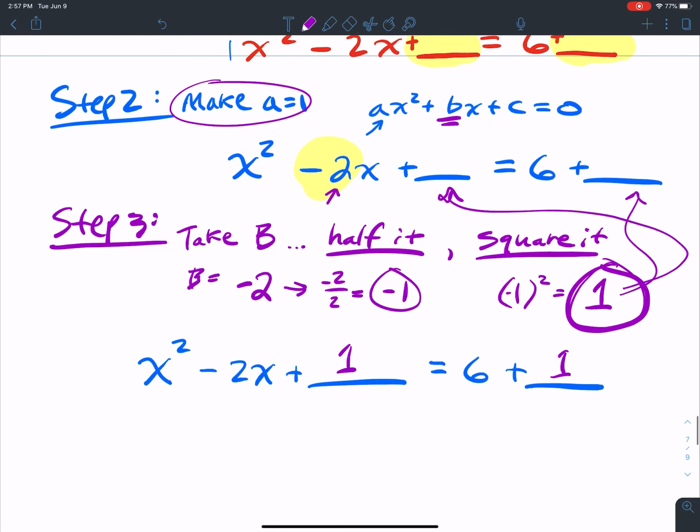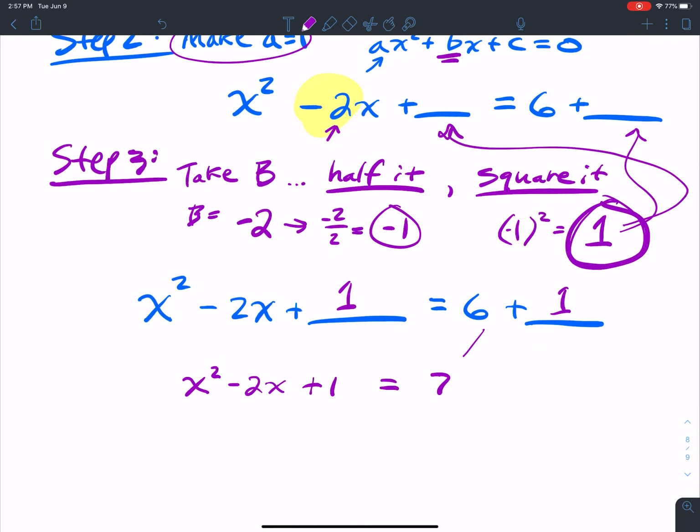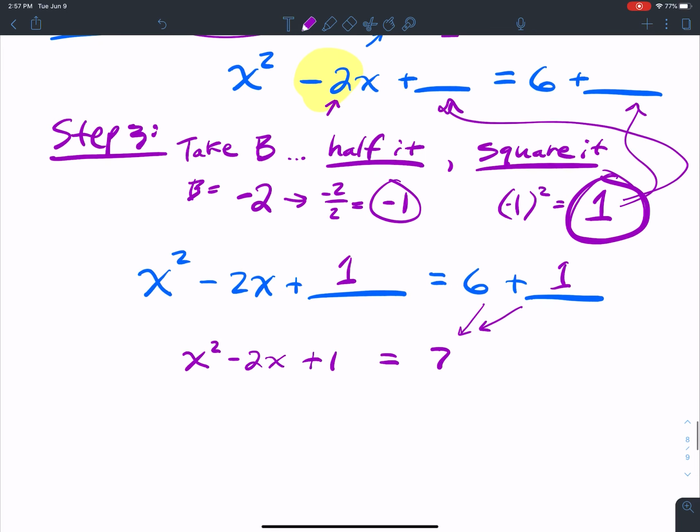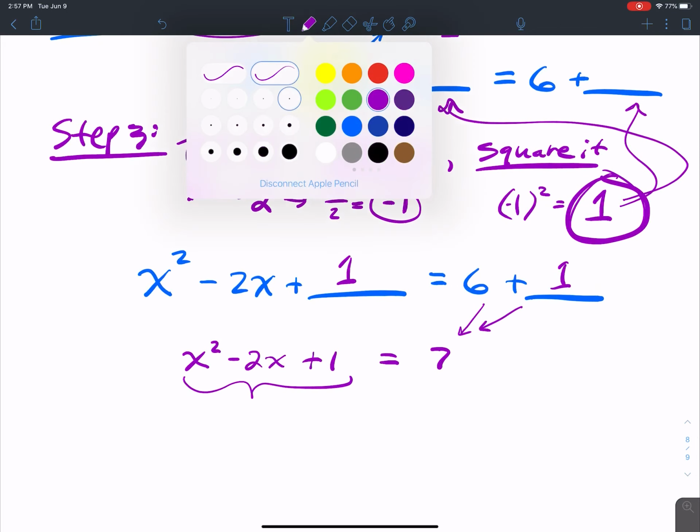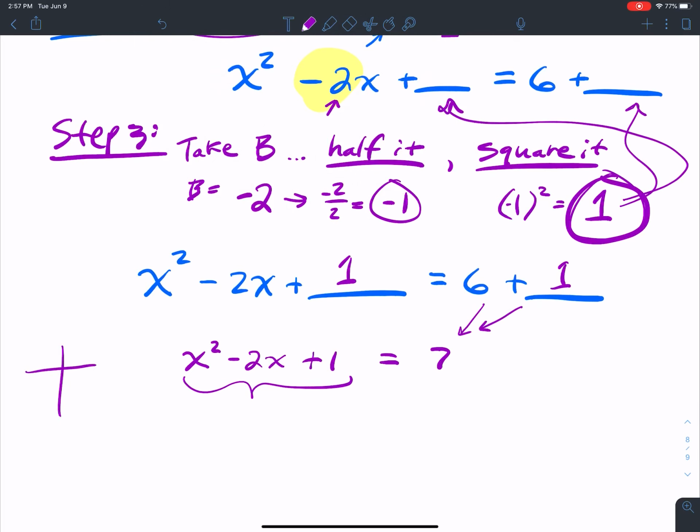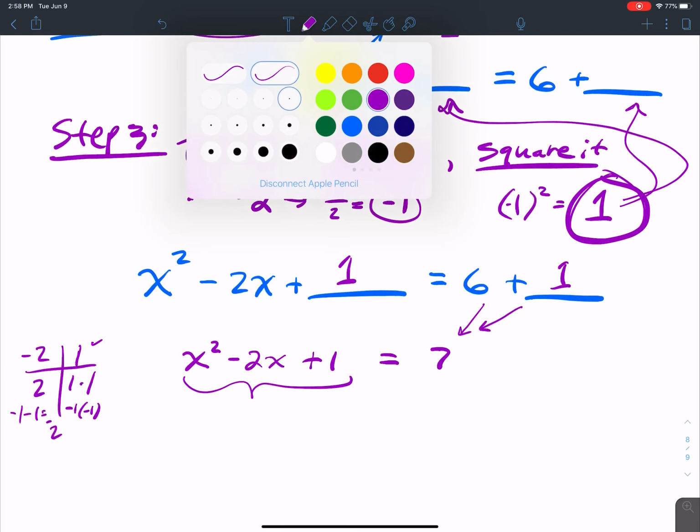Okay? Now, what's so important about this? Why do we call it complete the square? Because now we can actually factor this left side into a perfect square. 6 and 1 makes 7, right? Good. This side right here, this factors. Trinomial t-chart: multiply to 1, add to -2. 1 times 1 is 1, and -1 times -1 is still 1, and that adds to -2. Okay, so that's what we're looking for.